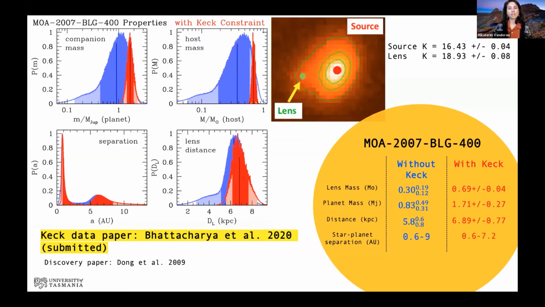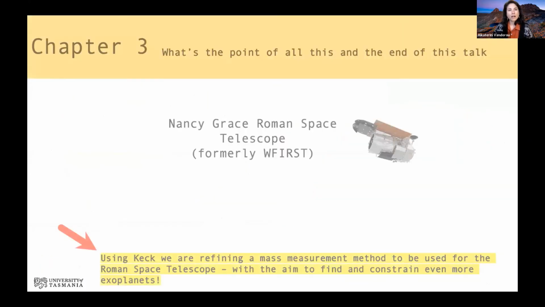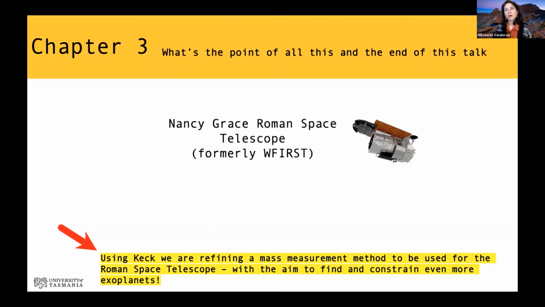So a major part of these observations with Keck is to also try and test any assumptions that are made in models. And of course, the more events we observe, the more data we get, the better. Another big reason why we are conducting high resolution follow-up observations with Keck is to refine the mass measurement method, which will be routinely used for a larger sample of exoplanet lensing events with the Nancy Grace Roman Space Telescope, which is currently under development.